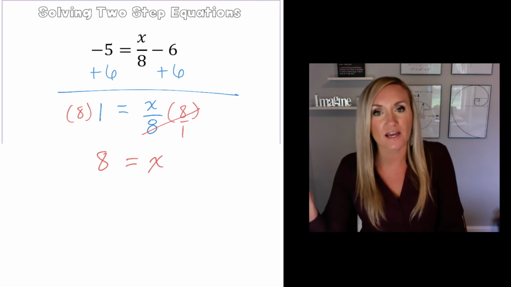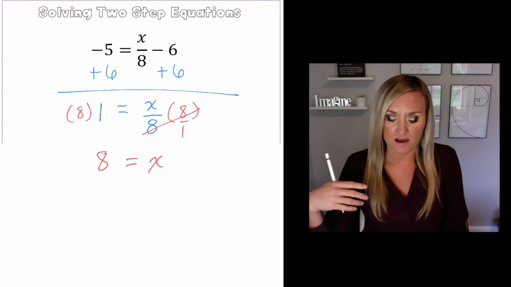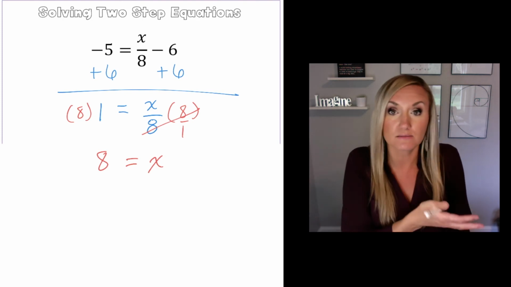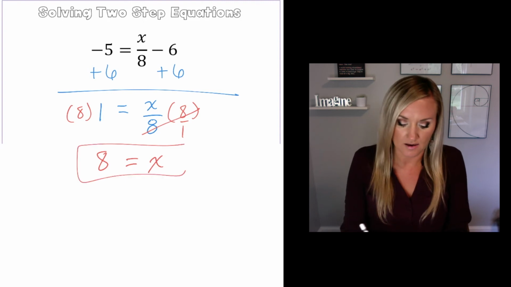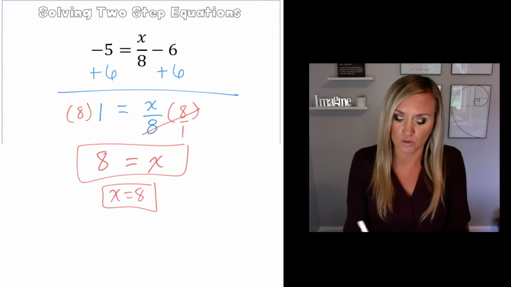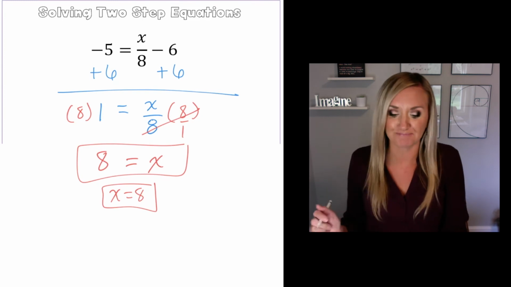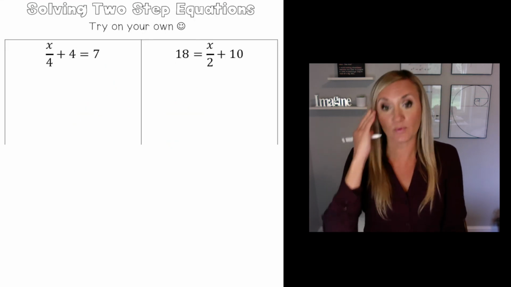It's kind of cool that x is on the other side. Sometimes they're on the right side, sometimes they're on the left side. And you know, if you want to rewrite it to say x equals 8, that's cool too, or 8 equals x, same thing. Okay, so here it is.